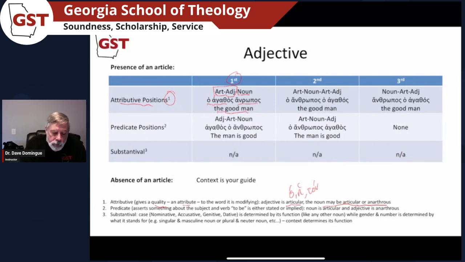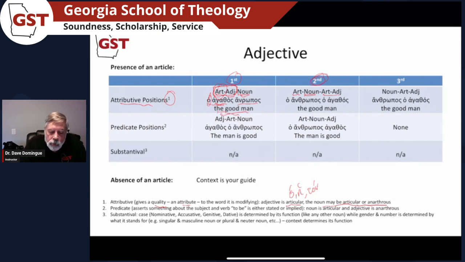It can also be in an attributive position, what's called the second position, where there's an article with the noun and an article with the adjective. Now, let me back up. In the first position, it can be the article adjective and then the noun, or reverse. It could be the noun without the article, or anarthrous, and then the article adjective. The order doesn't matter. That's still first position. There's only one article right here, and it's with the adjective. Whether it's ho agathos anthropos or anthropos ho agathos, it's still first position, and it's still the good man.